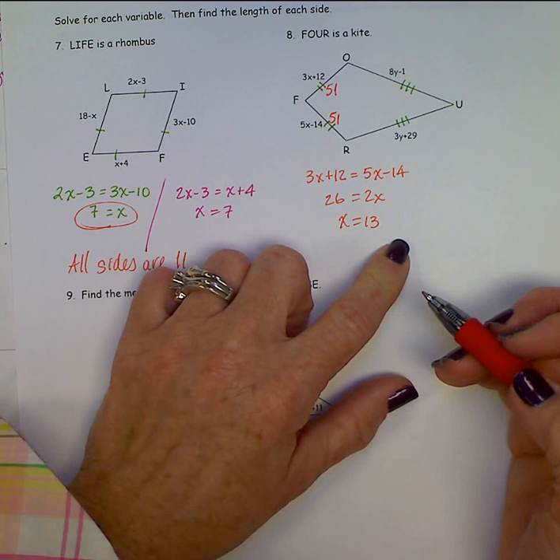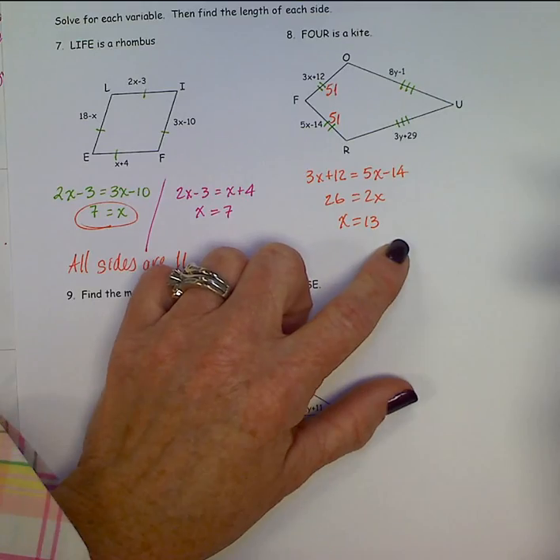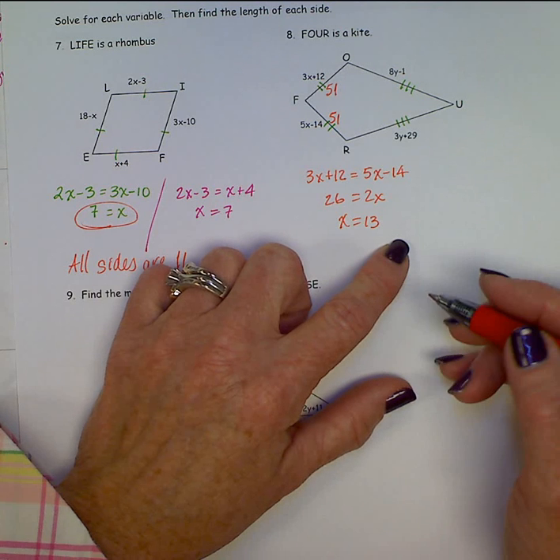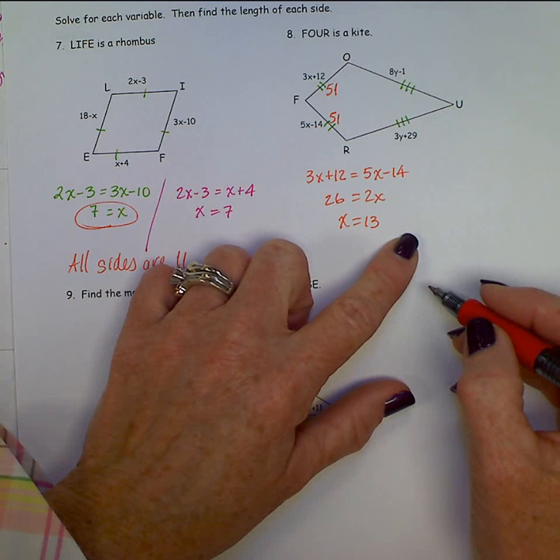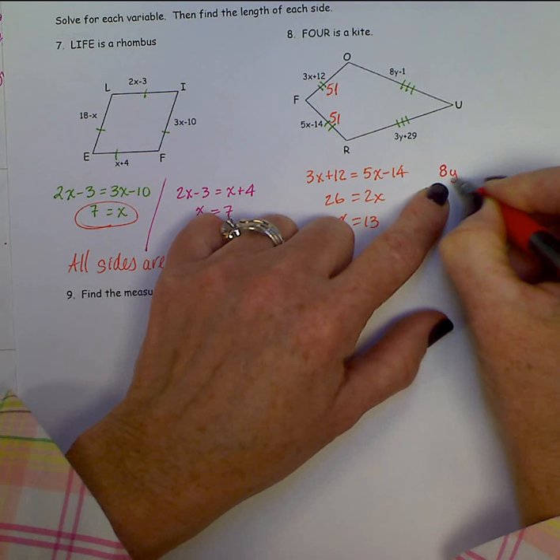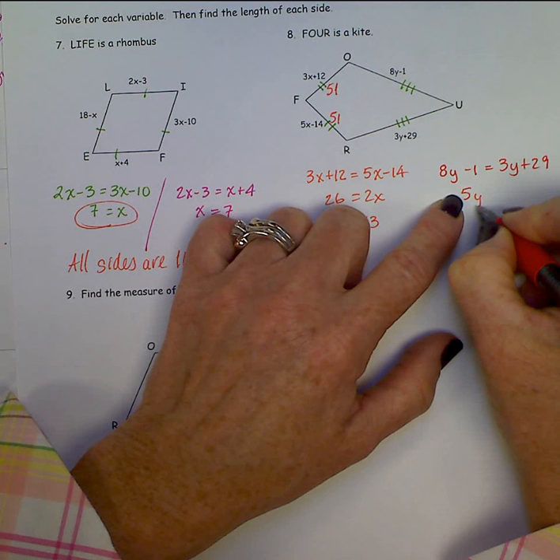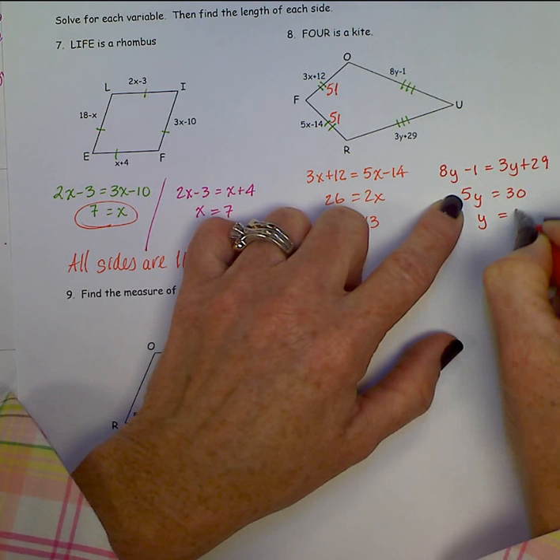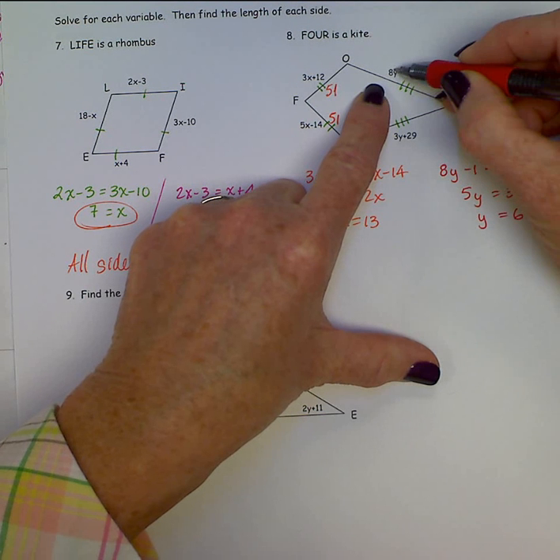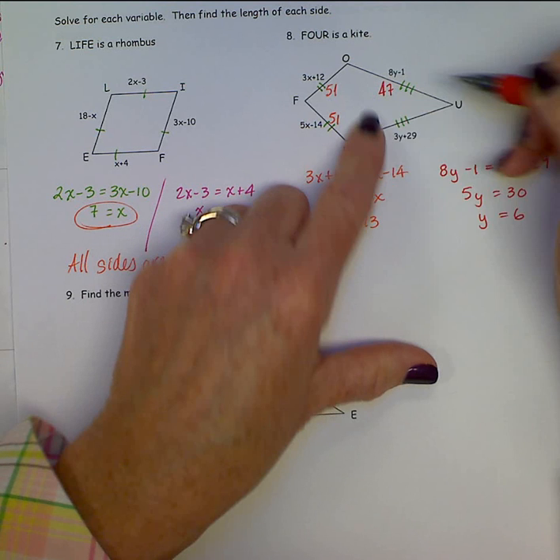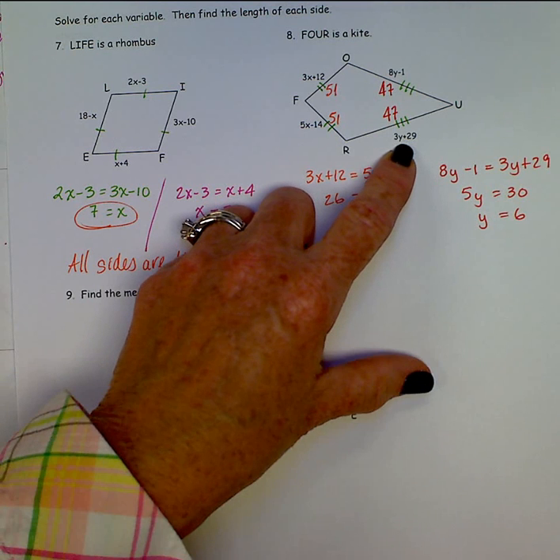Okay, let's do the y's. Actually, you guys pause the video, solve the y on your own, and then come back and check it in a moment. Seriously, pause the video, solve for y, check your answer. Y is 6, and when we substitute that back in, 48 minus 1 is 47. 18 and 29, also 47.